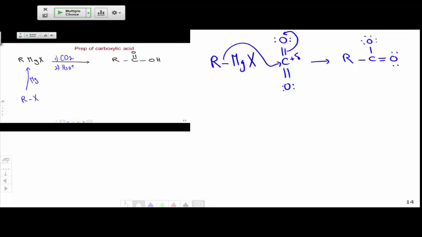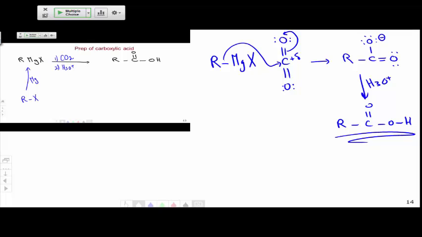Definitely with the MgX in the solution, counter-ioning this, the magnesium playing the role of a counter-ion. Then the next step is H3O+, which all of you know what's going to happen. It's a base. This is the conjugate base of an acid, and it's going to pick the proton. Here we go. This is the prep of carboxylic acid.